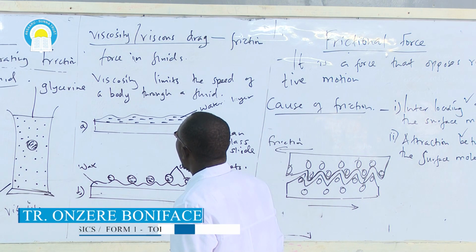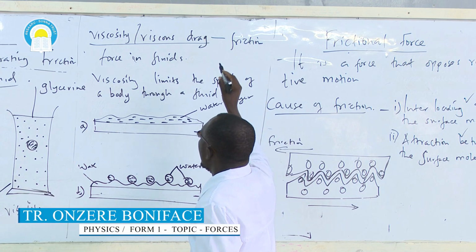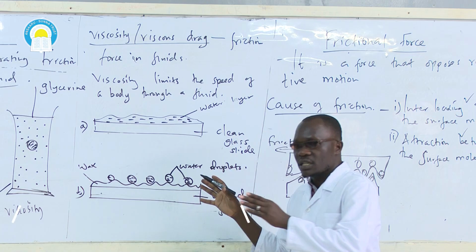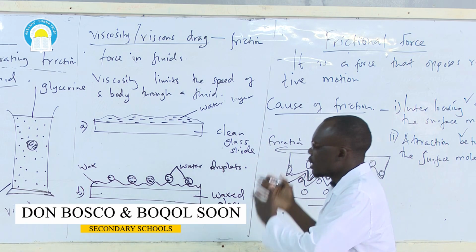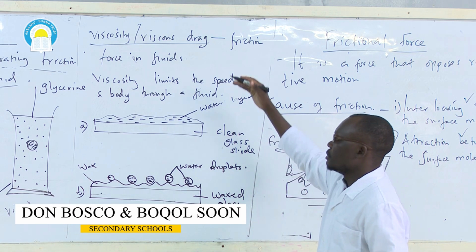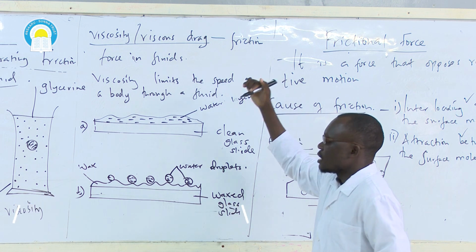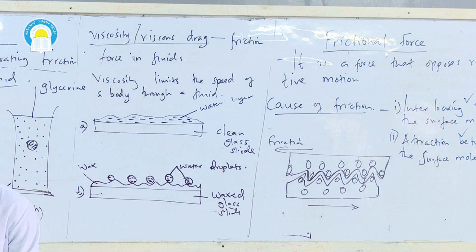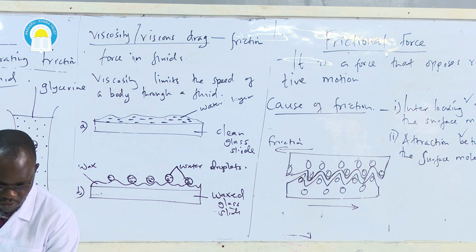Therefore, whenever viscosity is encountered, it will always try to slow down the movement of an object. An object slows down whenever there is friction. It slows down or limits the speed at which an object is moving through a fluid.